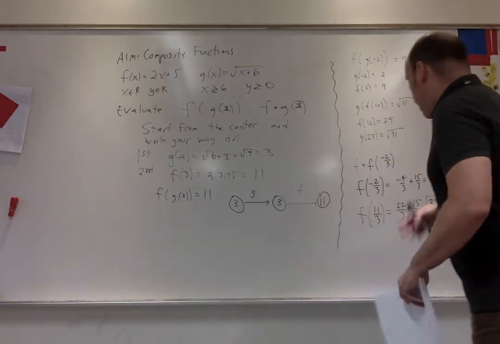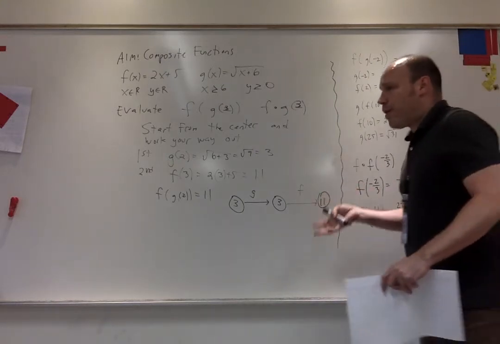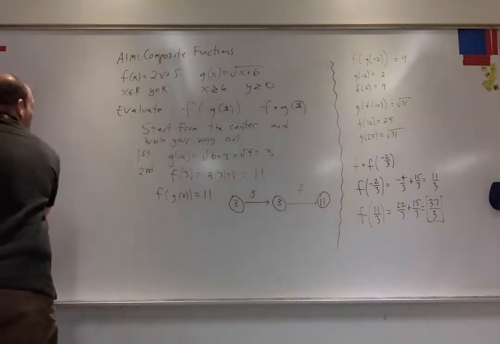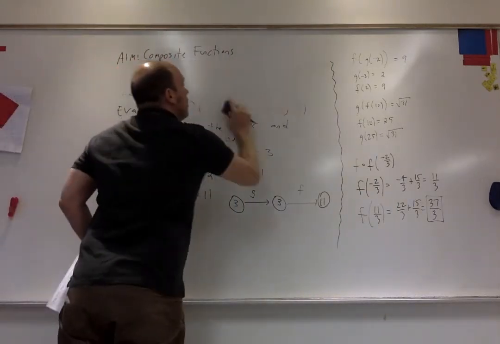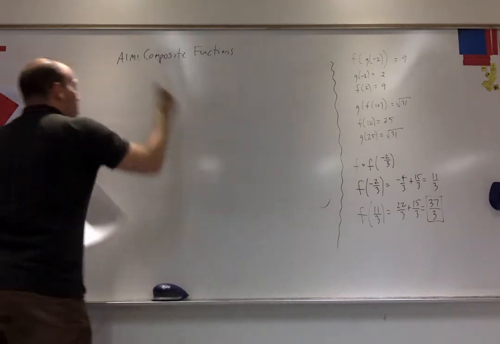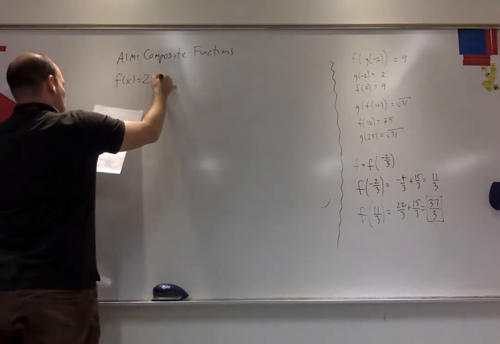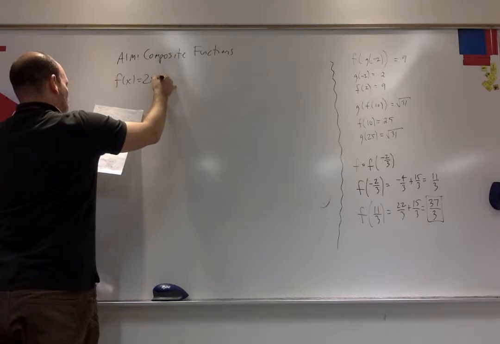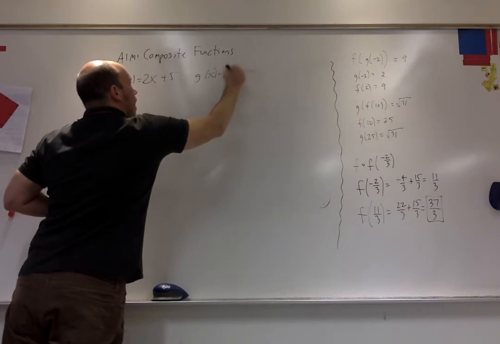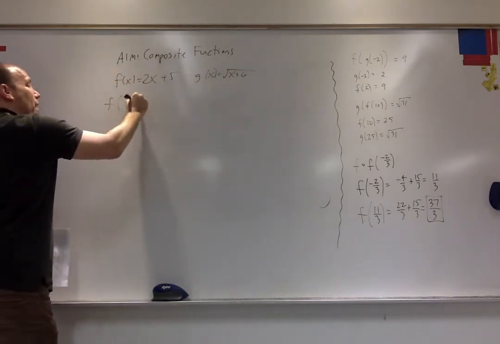The question is, let's say I ask you to do this several times. Can I come up with a function that just represents f of g of x? And you learned last year you could do that. Once again, f of x is 2x plus 5, and g of x is the square root of x plus 6. And so the question is, what is f of g of x?